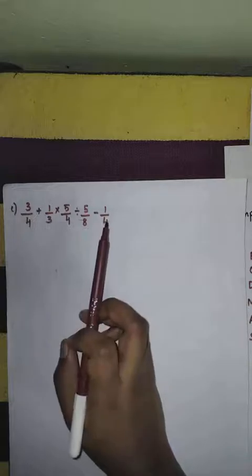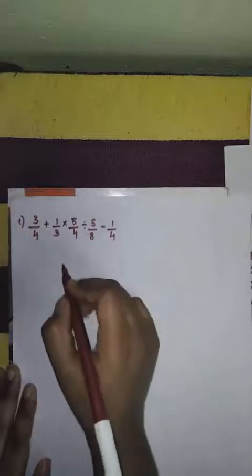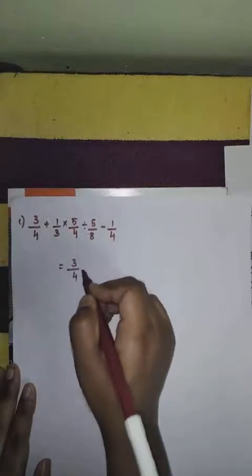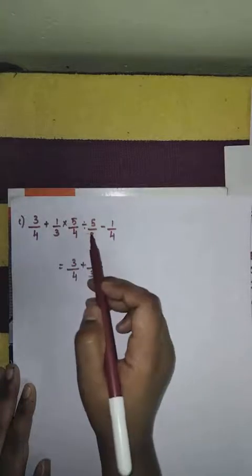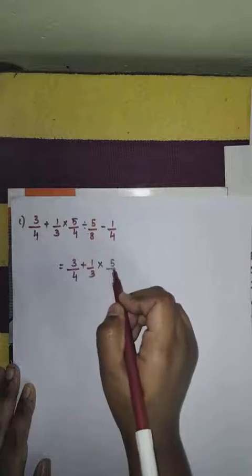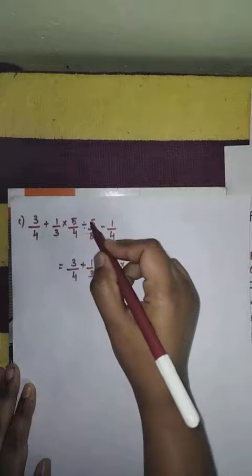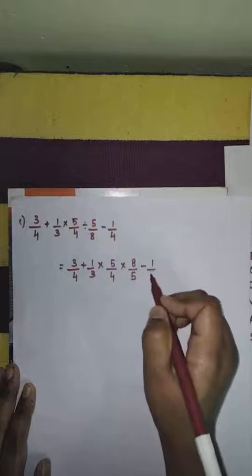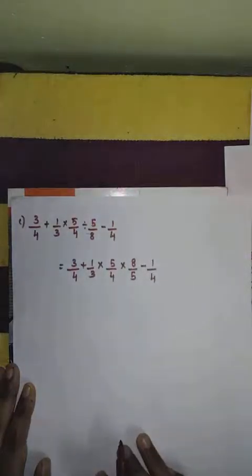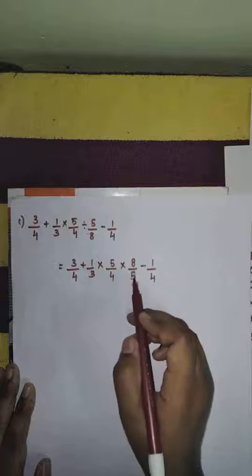After division we need to go for multiplication, then addition, then subtraction. Okay, this is the order. So first we are going to do division. So listen carefully. 3 by 4 plus 1 by 3 into, now we are going for division. So 5 by 4, this division sign will change into multiplication sign. Then take the reciprocal for 5 by 8, which is 8 by 5, minus 1 by 4.